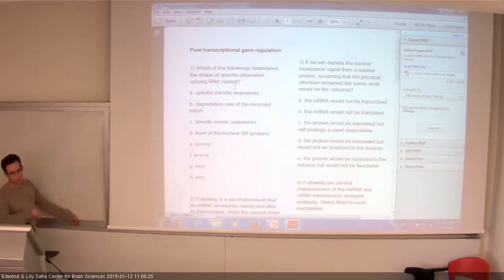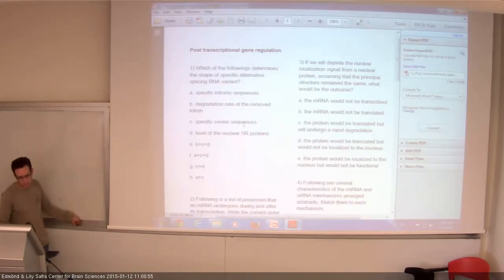Do they determine whether there will be splicing in this region or not? This is basically the question. And for sure they determine, of course they determine, the shape of a specific attempted splicing variant. So A is definitely true. Degradation rate of the removed intron, so the ones that stayed behind, correct. So it has no effect on the structure of the RNA variant.